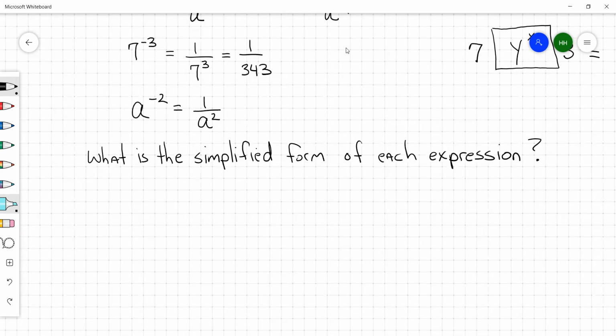All right, out the gate, we got 9 raised to the negative 2 power. That's an expression. We're going to simplify it. 9 raised to the negative 2 power is equal to 1 over 9 to the positive 2 power. And then we're going to square that 9, so that's 1 over 81.